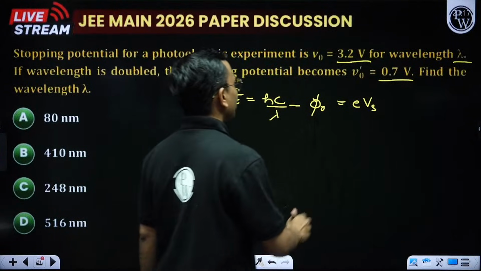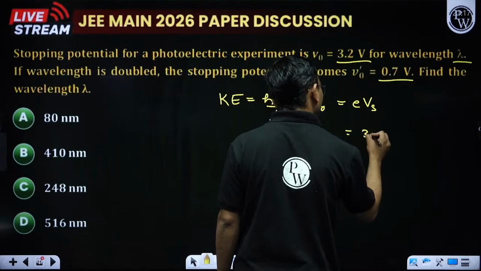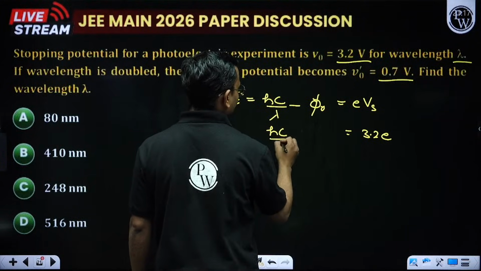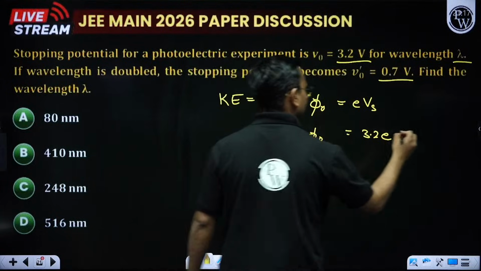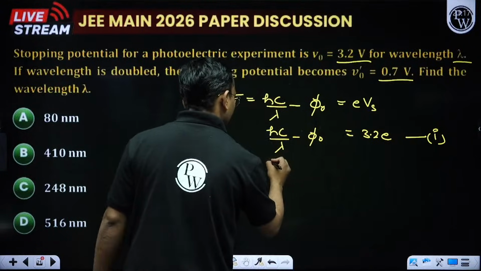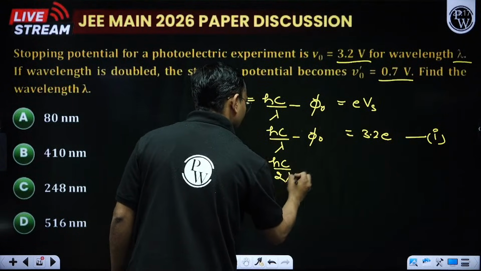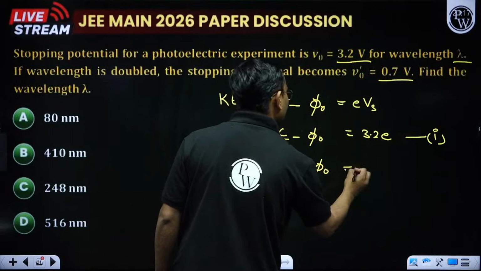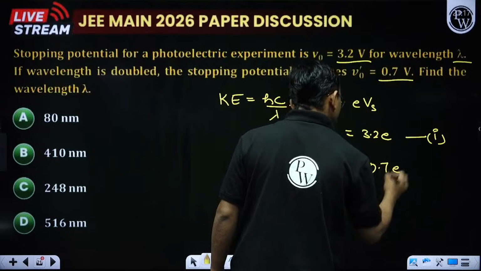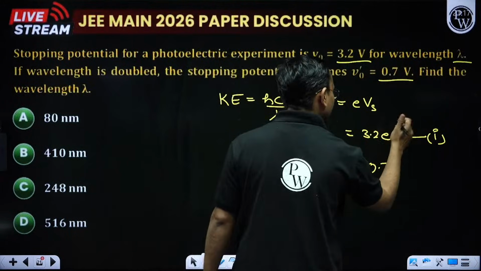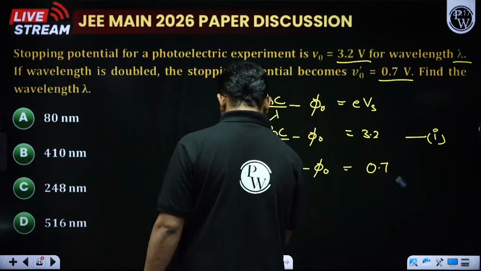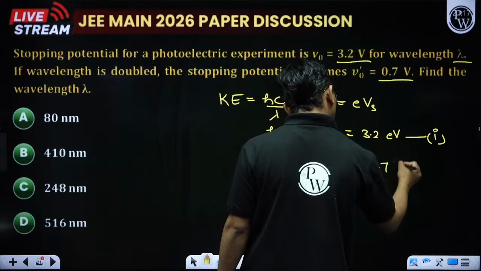Now initially the stopping potential is 3.2, so 3.2 e, and when the wavelength is lambda, so hc by lambda minus phi naught. This is my equation 1. Second time lambda becomes 2 lambda, so hc by 2 lambda, the work function will remain the same because the metal is the same, is equal to 0.7 e. So this is volt, so here the unit is electron volt. I can write the unit properly here.